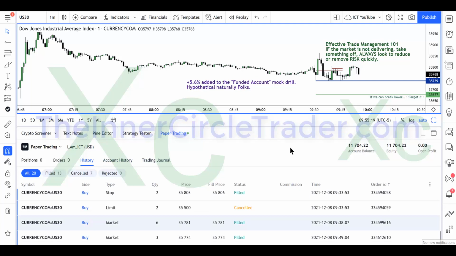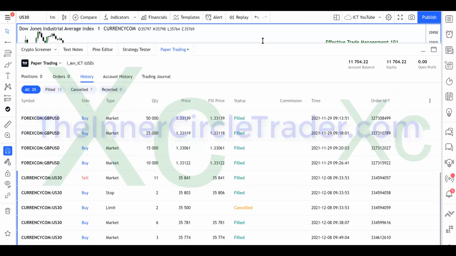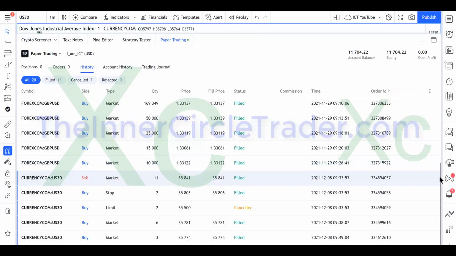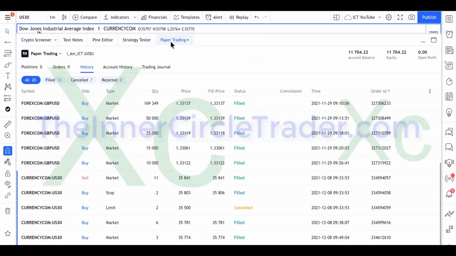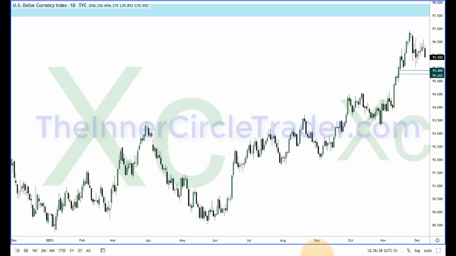Now, I'm not suggesting by any means that this is the way that you completely remove any likelihood of losing, because I'm going to do these enough times that you're going to see me lose on a trade. All right, folks. Hopefully you got something from that trade execution and trade management idea. I wanted to use something today because I noticed that the stock indices were mixed, and you don't want to typically trade like that.